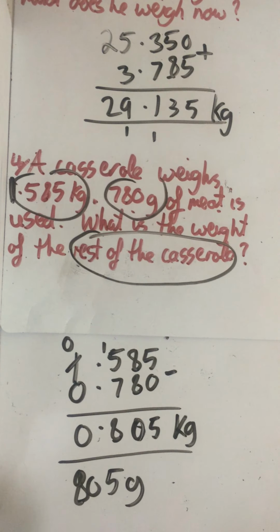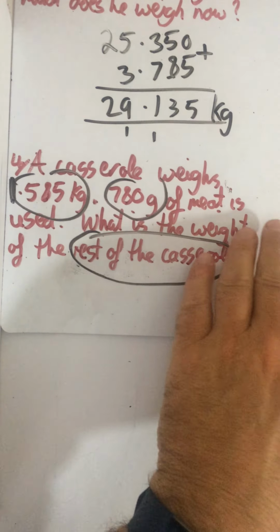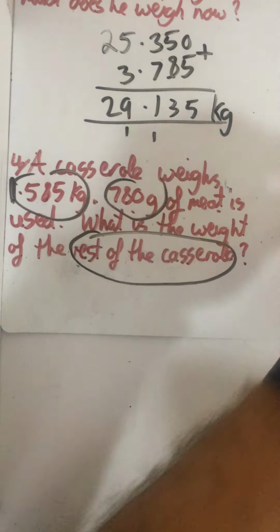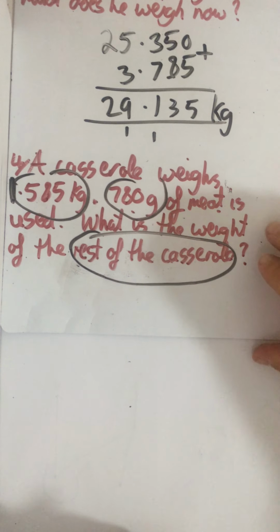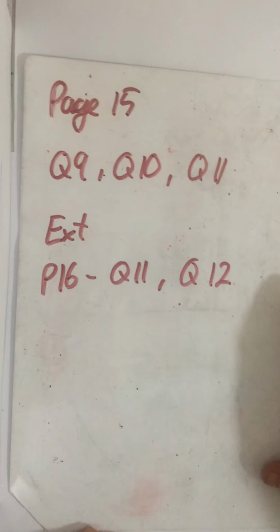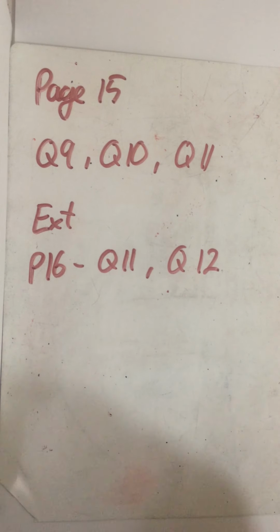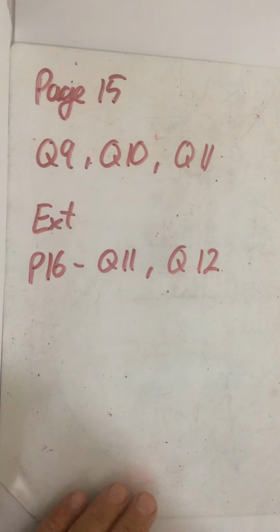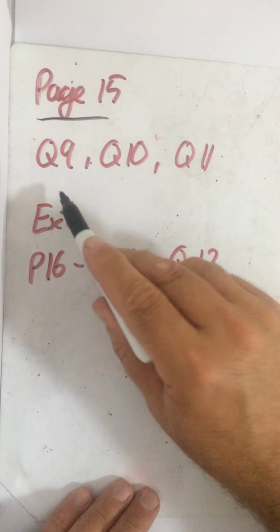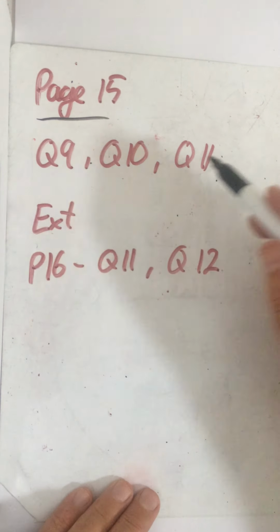So when you do the work today, the key with it always is just to take your time, think about it, and make sure you have the correct unit of measurement. It's very easy to rush through word problems, and very easy to get an awful lot of them wrong. So it's not a huge amount to do today. I really want you to take care. So page 15 is just questions 9, 10 and 11.